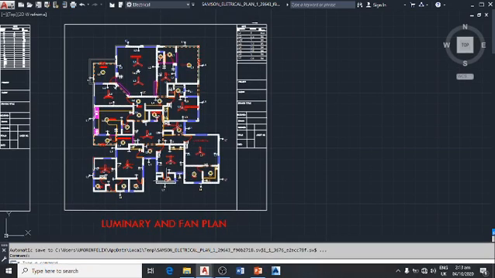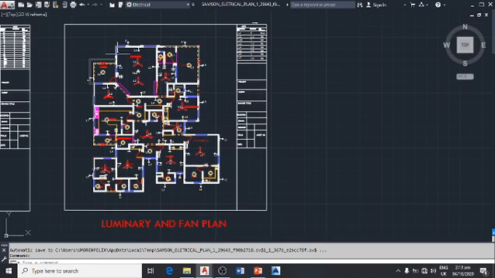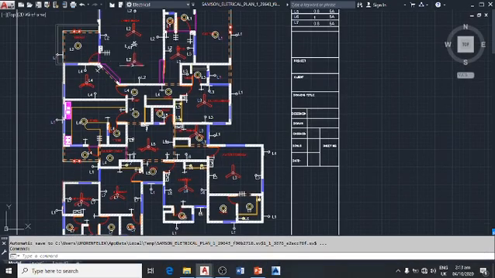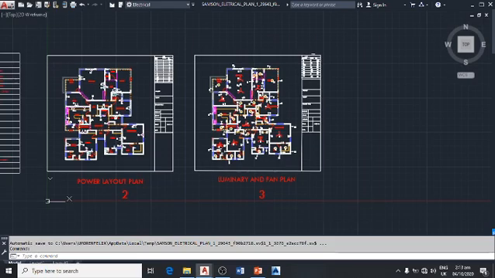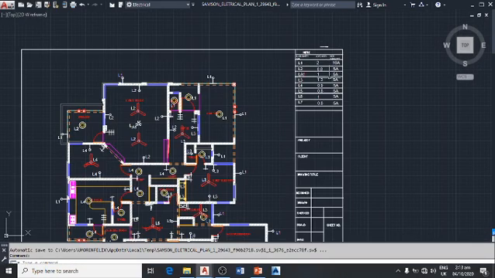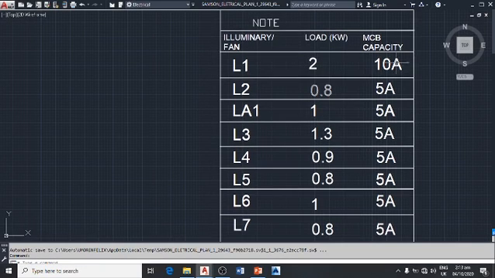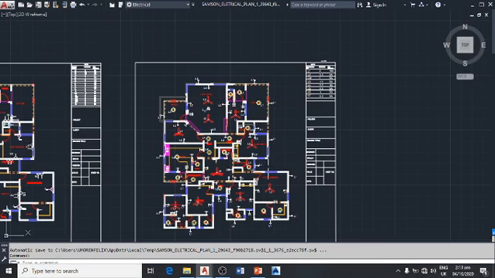Okay, we have come to the end of today's class. At the end of the class, we should be able to design the luminary and fan layout, then group the components into sub-circuits, assign letters and numbers to them, do your calculations, and assign them to the MCB. Note that the rating of the MCB should not be less than the load current here. The MCB should be able to cater for the load we have here. Okay, that's the end of today's class.